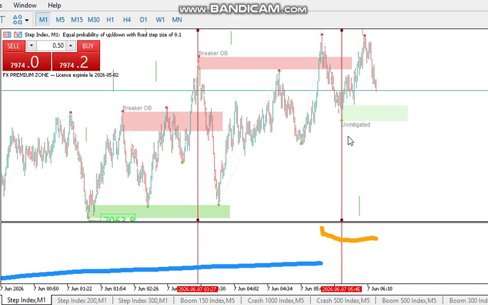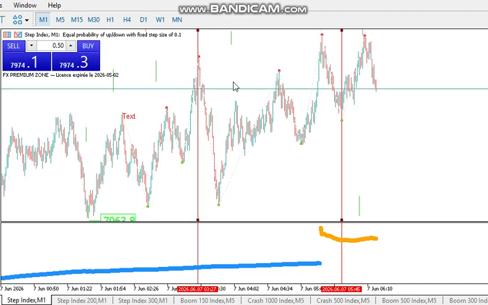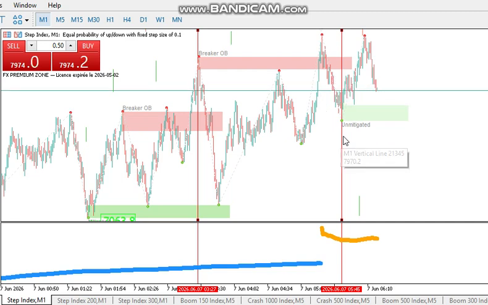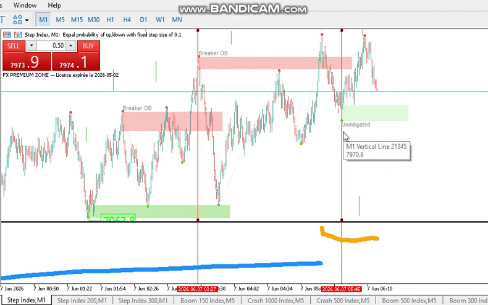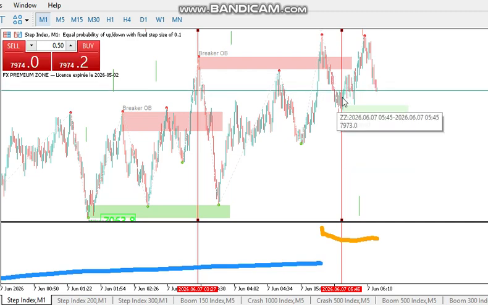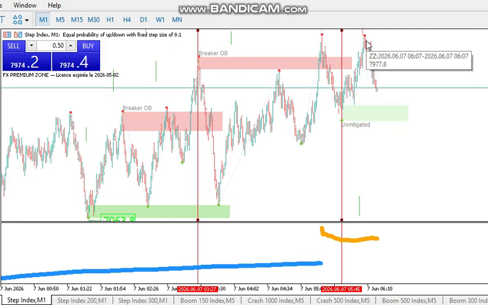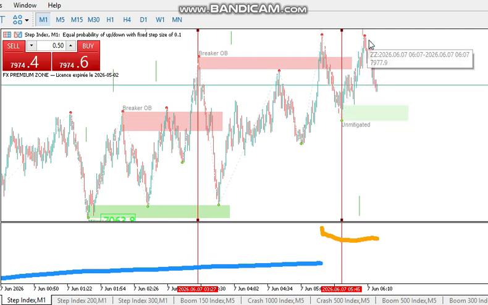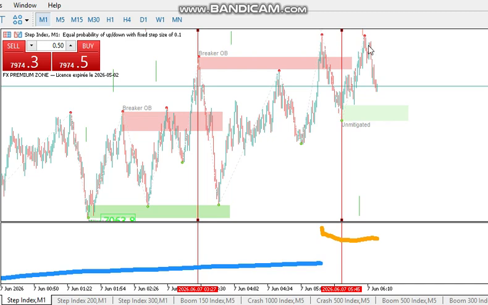The price will respect what just happened, like what we just saw here. This is a breaker OB here, and we have our unmitigated level here. You can see what the price did. The price went on a massive uptrend, and this is a live trade, guys. You can see what happened, and you can see what the market is still doing currently.